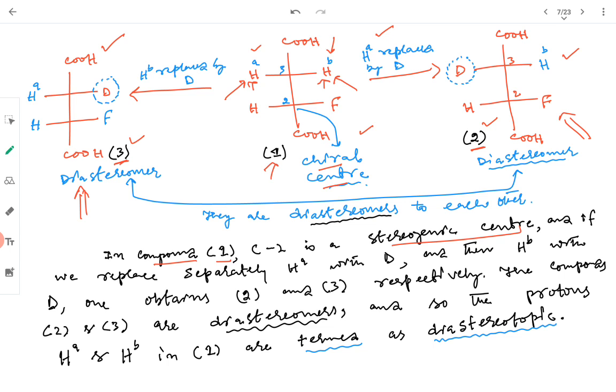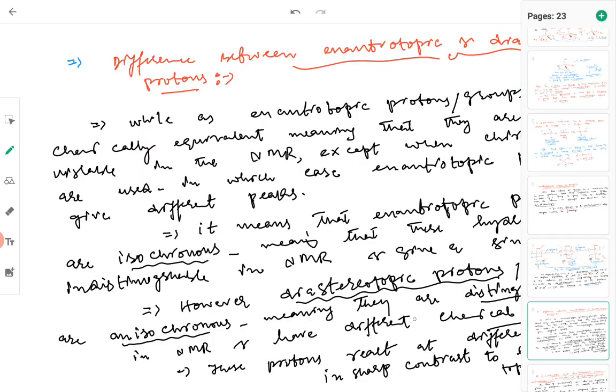Mark my words: when we talk about diastereotopic atoms or groups, the molecule already has a chiral center. If a molecule already has a chiral center, then it can have diastereotopic atoms or groups. Otherwise, it cannot. This is very important. So in compound 1, C2 is a stereogenic center, and if we replace Ha with D and then Hb with D separately, we obtain 2 and 3 respectively. Compounds 2 and 3 are diastereomers, so Ha and Hb will be called diastereotopic.